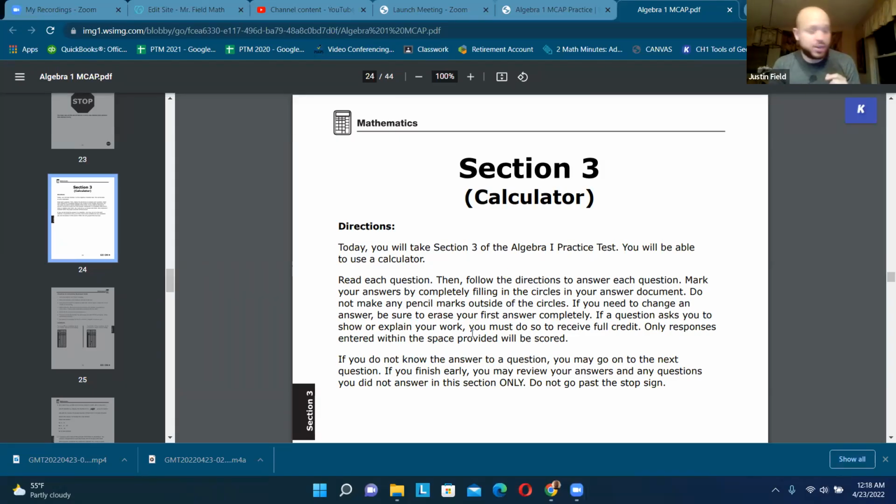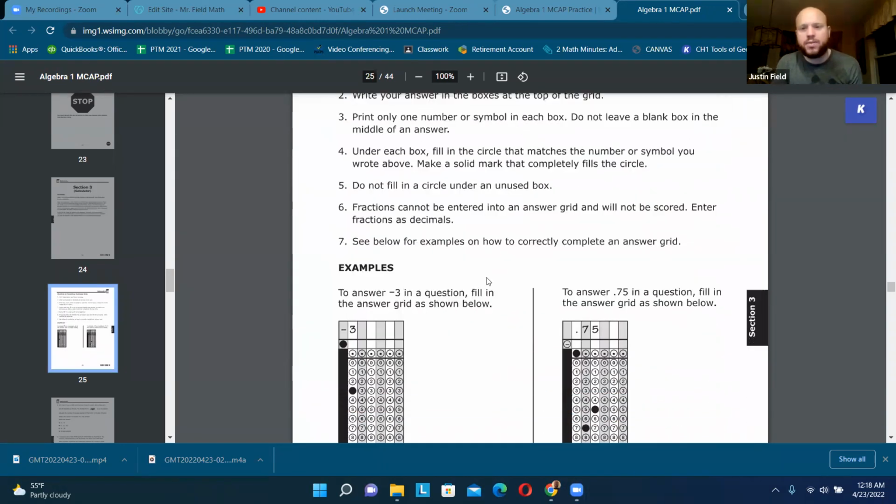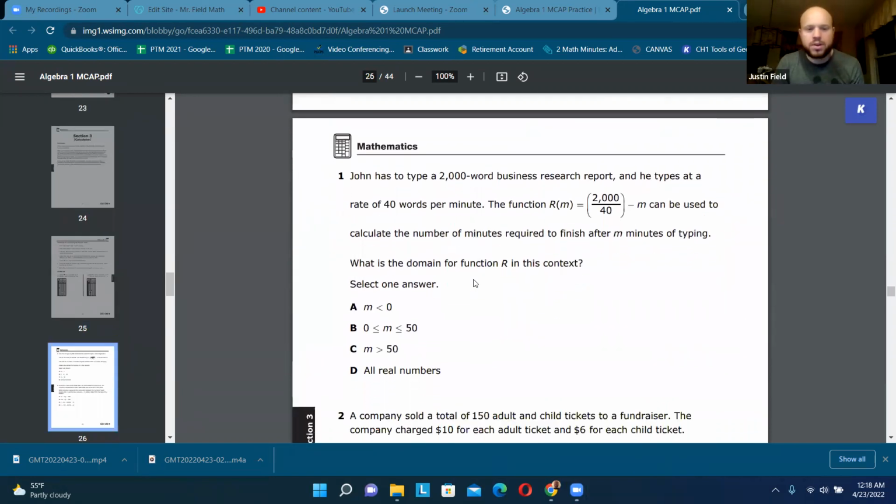So this is section 3 of the Algebra 1 MCAP test. There are 6 questions, and you're going to get like 40 minutes. If you don't prepare and you don't know the questions, you just have to bubble and answer. You could be done in 5 minutes, or you could be done in 45 minutes if you're really trying, right? So let's see what we got here.